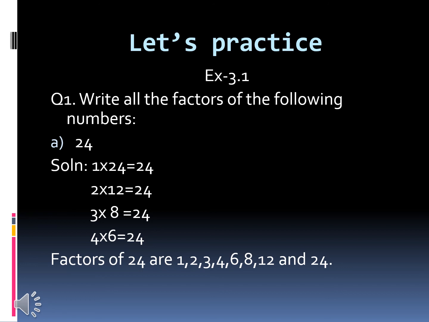So you have now reached the stage 4 into 6. Here we are left with only one number in between, that is 5. 5 does not divide 24. So here ends the factors of 24. Factors of 24 are 1, 2, 3, 4, 6, 8, 12 and 24. So this is how you can represent the factors of a number. Let's move on to the next question now.